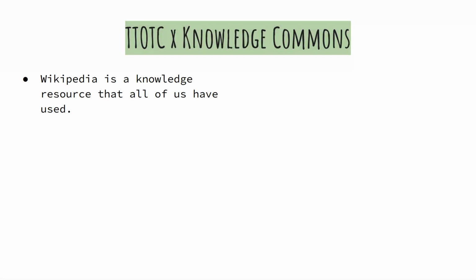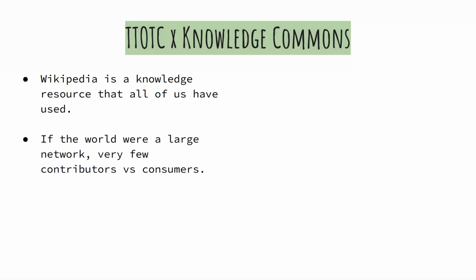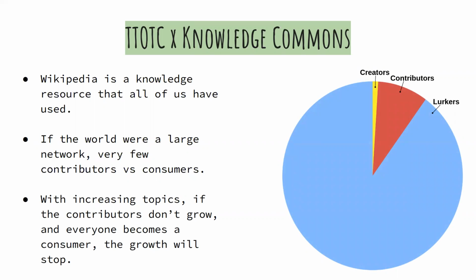Another crazy example is that of Wikipedia and the knowledge commons. Wikipedia, as we know, is a resource that all of us have used. It's free. Anyone can just go and browse their favorite meme or any article and read about it. Now, if the world were a large network, then there would be very few contributors and a large number of consumers. As you can see from the graph, the ratio of creators to lurkers is almost 1% versus 99%. So very few people actually create the content that a lot of people consume. And if the number of topics keeps increasing, for example, new events keep happening, new inventions keep being made, and new knowledge comes to the forefront every day, but the number of contributors does not grow linearly with the new topics, then there will be a stagnation in the amount of content that's being generated.